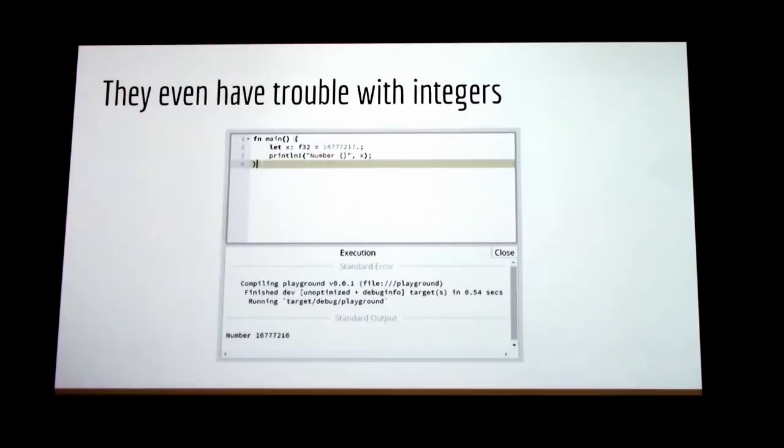But you still have problems even when just dealing with integers. Because an F32 only has 24 bits of mantissa, once we start storing 2 to the 24, if we add 1 to it, well, we had to drop our 1's digit, so the 1 just gets lost. We can add 1 to it as many times as we want, and nothing will change. If we go to 2 to the 25, all of a sudden we lose the 2's digit as well, then the 4's digit, and so on.